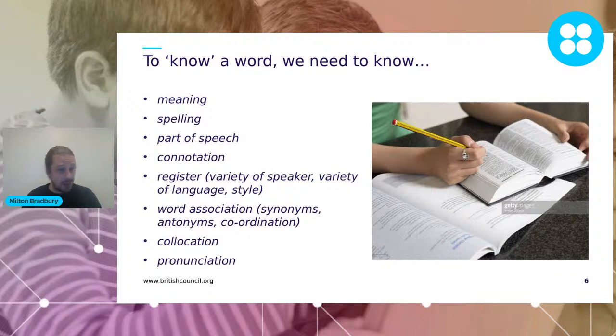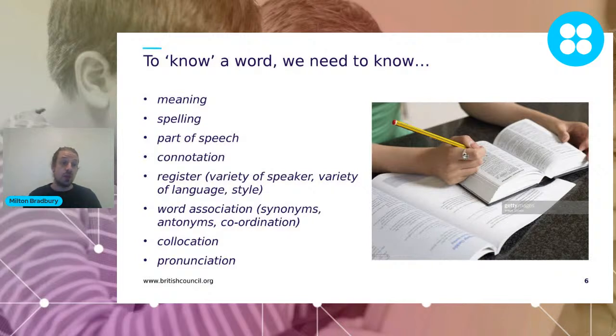To know a word, we also need to know spelling, because to know a word, we need to be able to write it as well. Now, as many of you know, as all of you know, spelling in English is tricky. It doesn't always match to the way we pronounce the word. Part of speech, is this word a noun, a verb, an adjective, an adverb? This is going to help students use it correctly in terms of where it goes in the sentence, for example, and also how we use it to collocate, what collocations it might have.